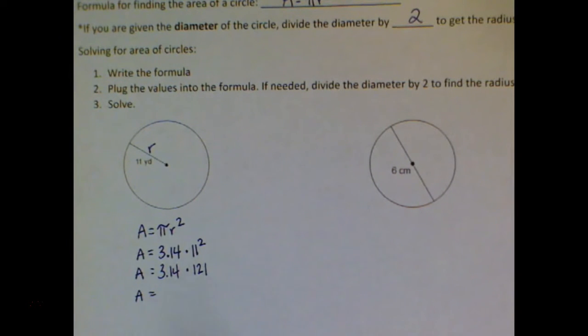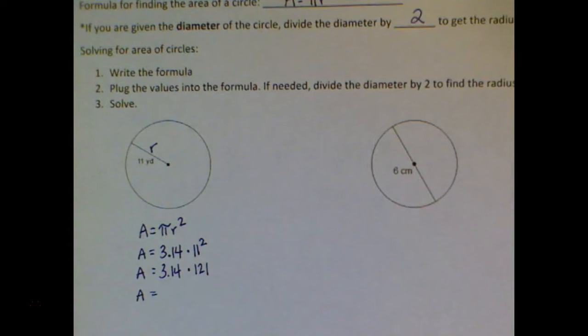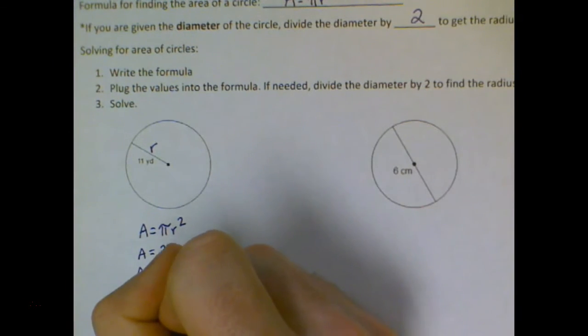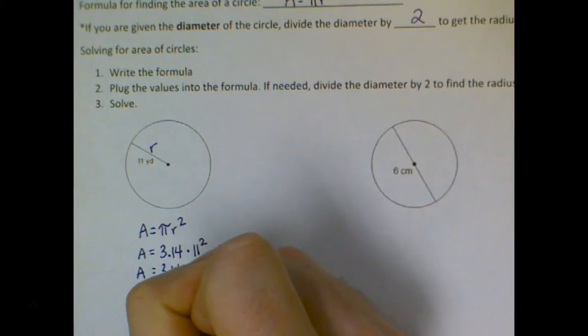If you have a calculator, go ahead, plug this in, run it. I'll give you a second to do that. Plug in 3.14 times 121. And when you plug that into a calculator, you get an answer of 379.94.